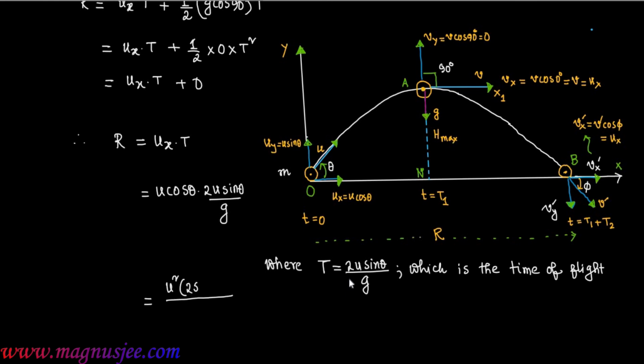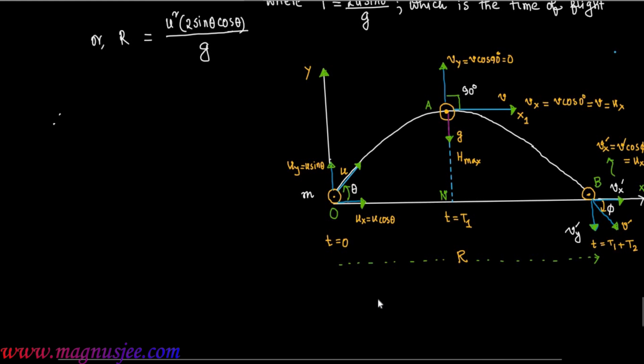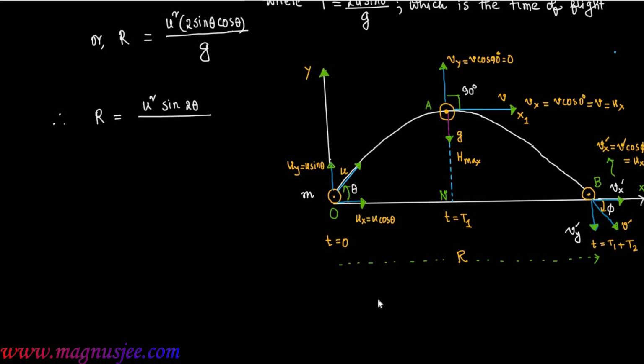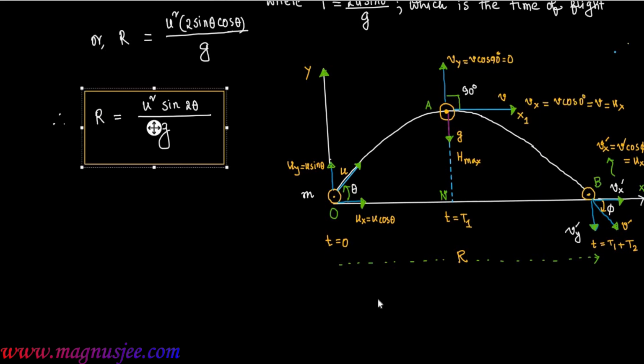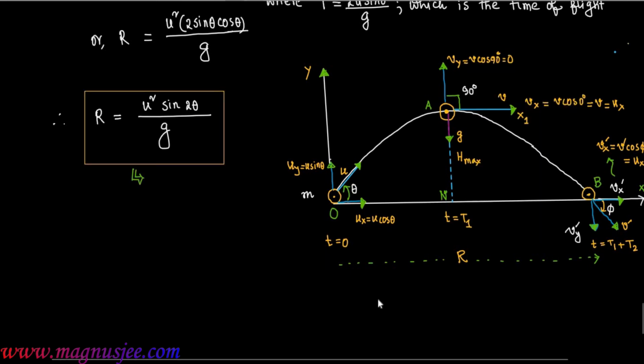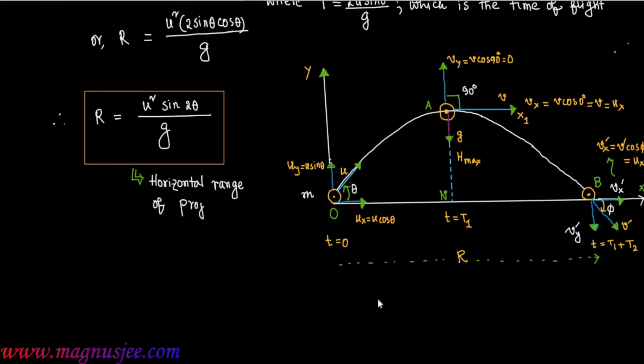Therefore we get u square 2 sin theta cos theta divided by g. Therefore we get R as equal to u square 2 sin theta cos theta divided by g. Finally we get capital R as equal to u square sin 2 theta divided by small g, which is the horizontal range of the projectile when a projectile is thrown from the ground.